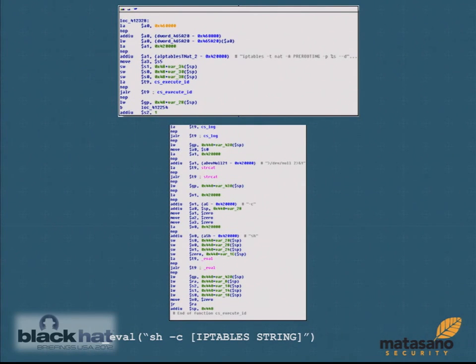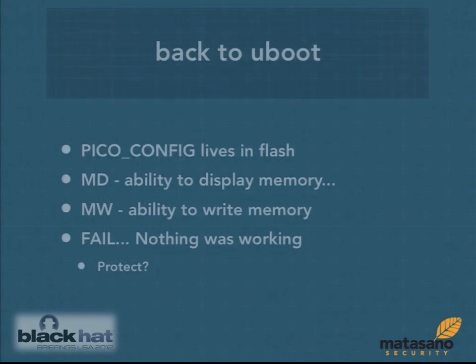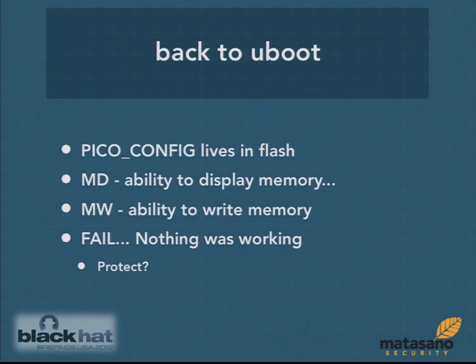The first test was just trying to ping something, or do an echo, just seeing if I can get some sort of output. So going back to U-Boot, not only was I able to read the memory on the flash chip, I was also able to write the memory. However, any attempt to modify this picoconfig portion of memory was failing. Nothing was working. I would write to it and then read the exact same bits back, and it just wouldn't change. I had no idea what was going on.